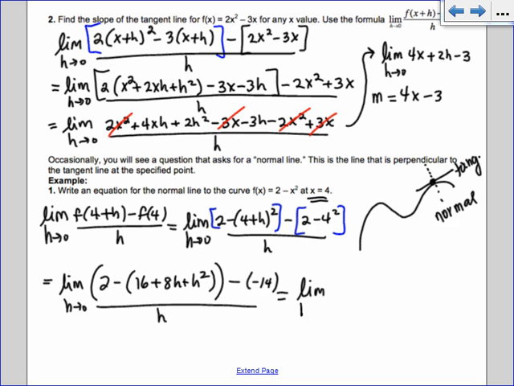This is why I always laugh when my calc students say, oh, quadratic formula. I'm like, quadratic formula is like the least of your concerns in calculus. There's a lot of problems that take a long time.